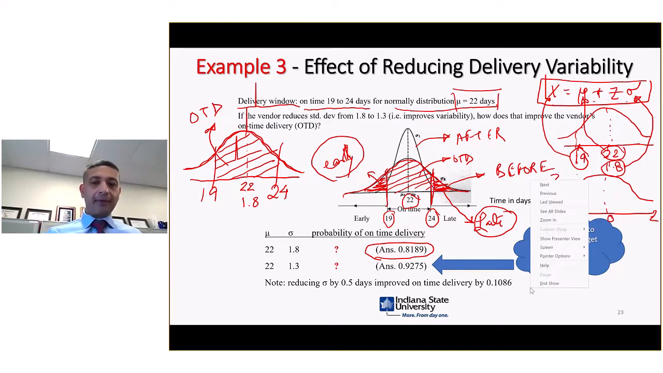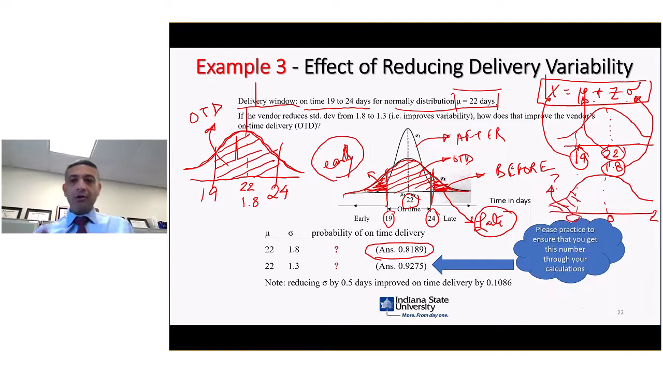And then what you do is you look at the other end of the puzzle. So you have 24 here, which is the other end of the spectrum. So this is what you are after, your on-time delivery. But to get there, here is your 24. It's the same story. So 24 now becomes your x. Your mu is still 22. Your sigma is still 1.8.